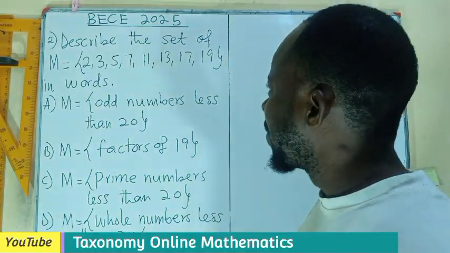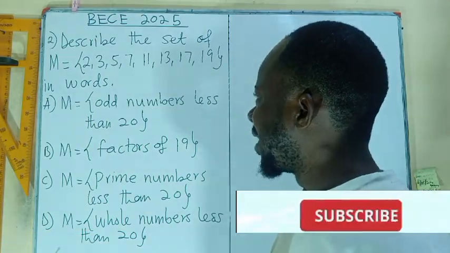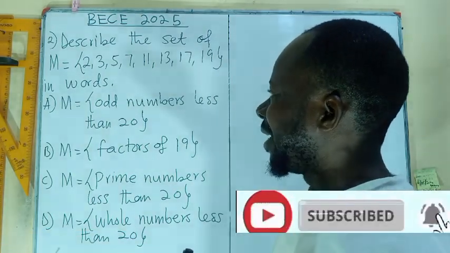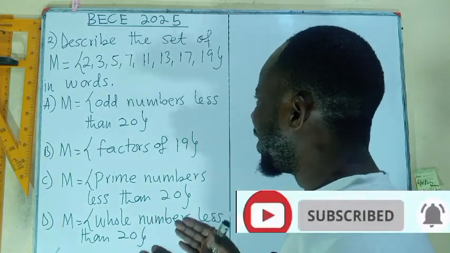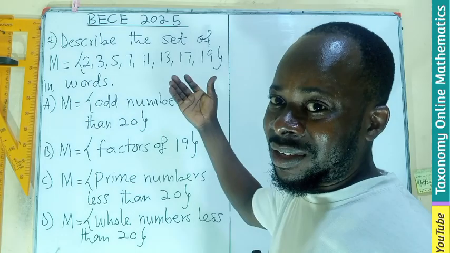We are to describe the set M, which has 2, 3, 5, 7, 11, 13, 17, 19, in words. So we have to identify the type of set that this is.